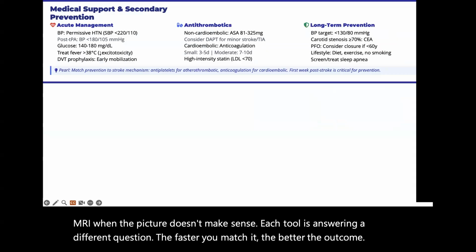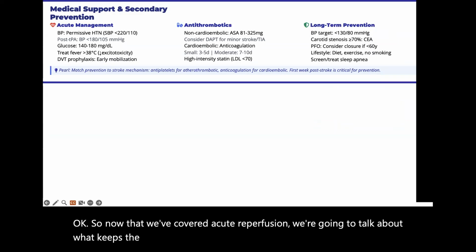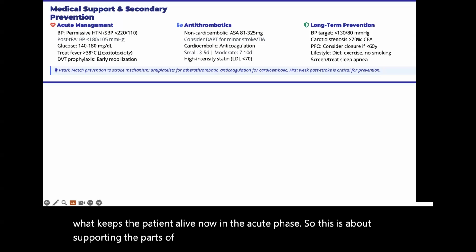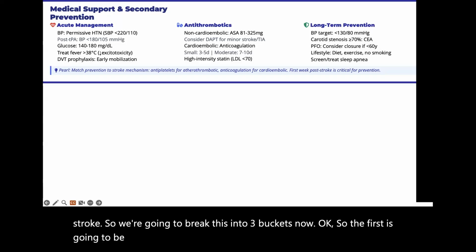Okay, so now that we've covered acute reperfusion, we're going to talk about what keeps the patient alive now in the acute phase. So this is about supporting the parts of the brain that survived and preventing another stroke. So we're going to break this into three buckets now, okay? So the first is going to be acute management. This is hours to days.